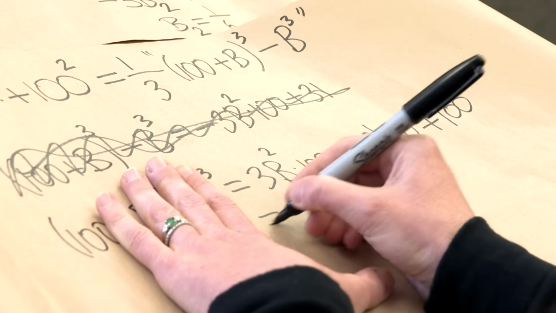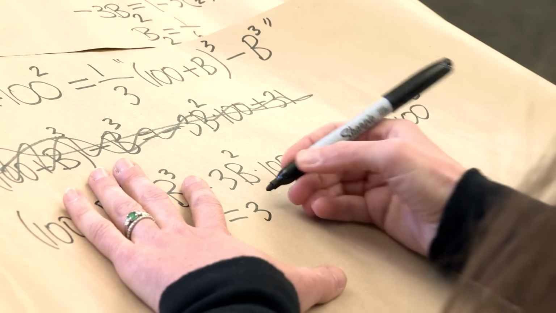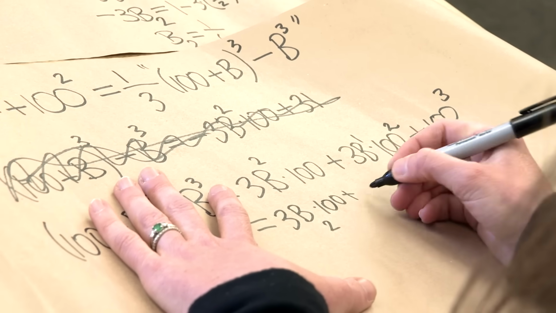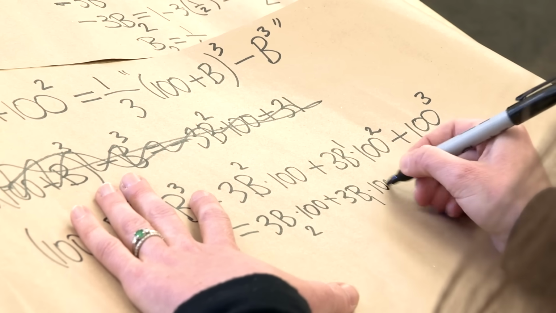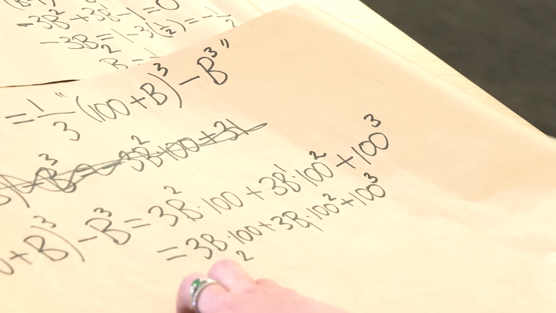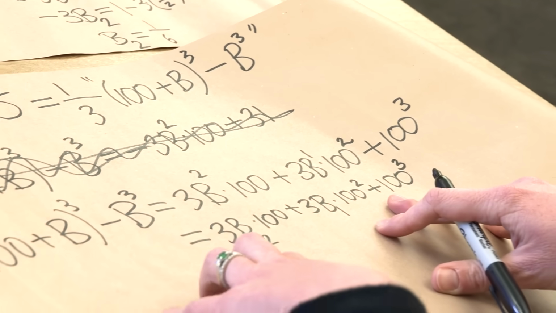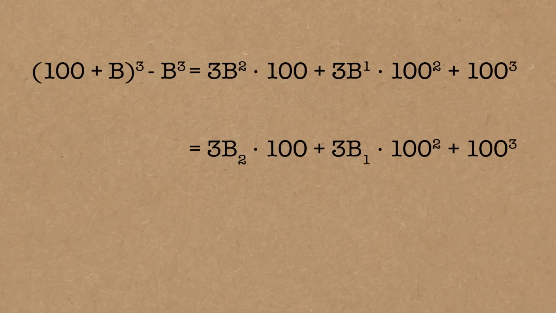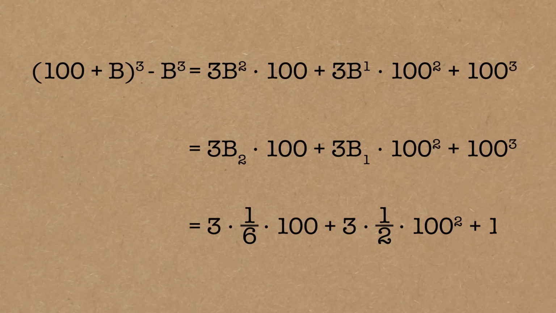And then I'm going to drop these guys down. So I have 3 times b2 times 100 plus 3b1 times 100 squared plus 100 cubed. And if you cared to compute this, you can plug these in because conveniently you just had me compute b1 and b2, so we could even plug these in here. Right. So now we've got 3 times 1/6 times 100 plus 3 times 1/2 times 100 squared plus 100 cubed, and you can compute this big number if you want.